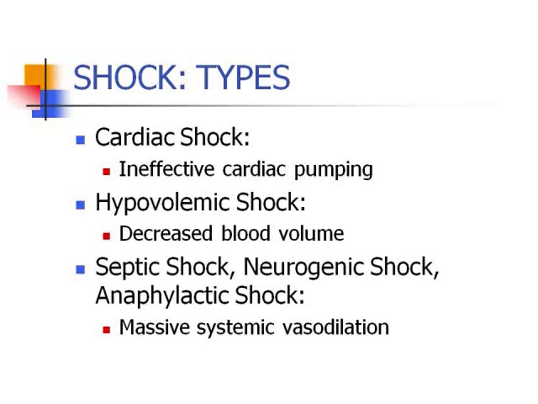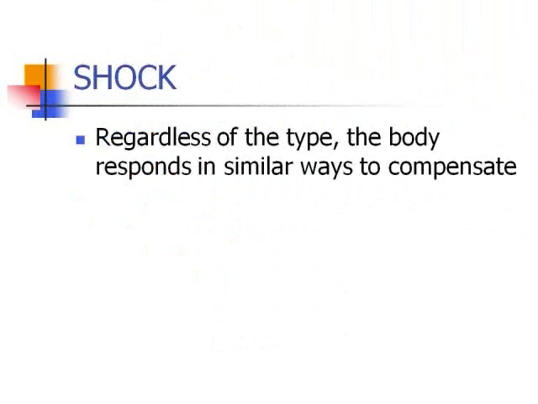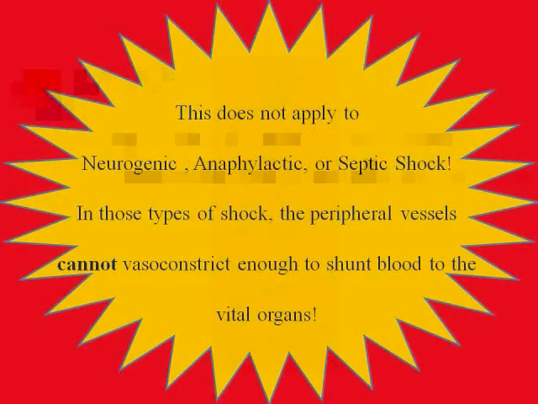Then we have septic shock, neurogenic shock, and anaphylactic shock. All of those are caused by a massive systemic vasodilation. Regardless of the type, the body responds in similar ways to try and compensate.